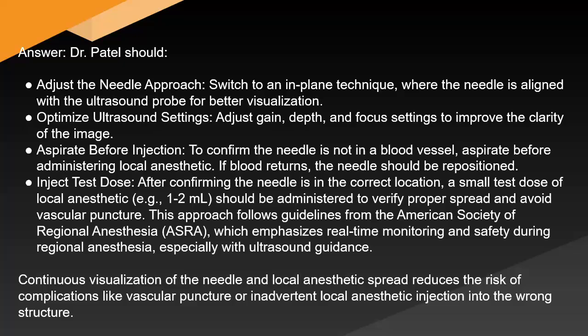Optimize ultrasound settings. Adjust gain, depth, and focus settings to improve the clarity of the image. Aspirate before injection. To confirm the needle is not in a blood vessel, aspirate before administering local anesthetic. If blood returns, the needle should be repositioned. Inject test dose. After confirming the needle is in the correct location, a small test dose of local anesthetic, 1 to 2 ml, should be administered to verify proper spread and avoid vascular puncture.